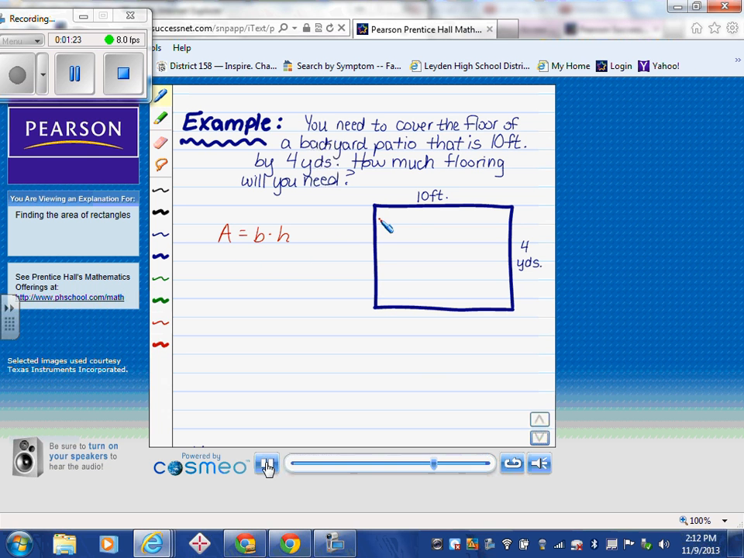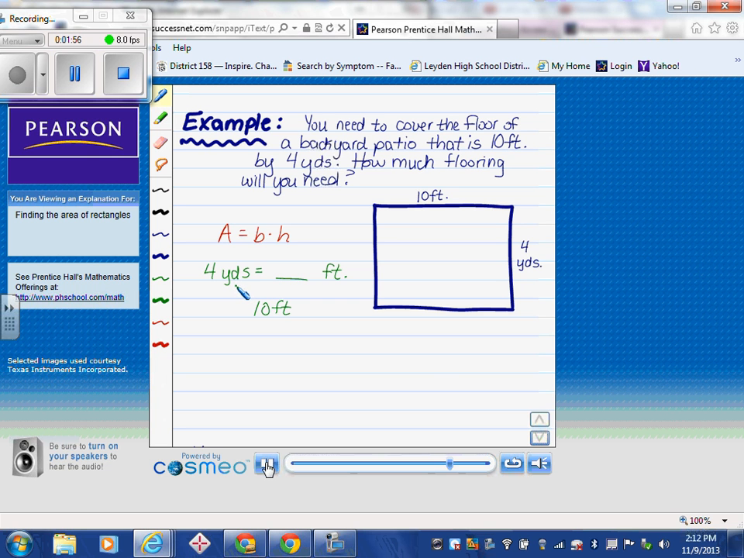But before we can even multiply the base times the height, we need to take those two and put them in the same unit. It's probably best to go ahead and change 4 yards to how many feet. That way we will be working with feet in both of our dimensions. We already know that we have 10 feet as our base. Well, how many feet is our height? 4 yards is how many feet?